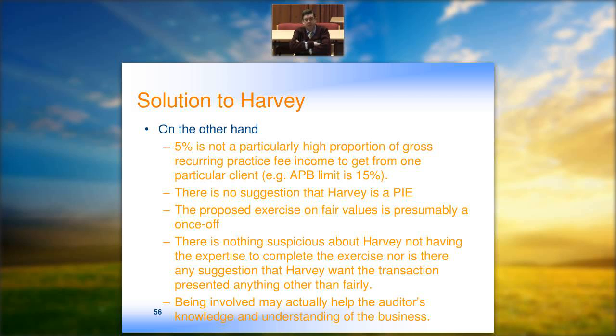And again, there's nothing here to suggest, there's nothing in the question. Now, this is, of course, one of these situations where, in reality, you'd have a much better idea than you do in the exam question. But there's nothing in the exam question to suggest that there's anything untoward going on here.